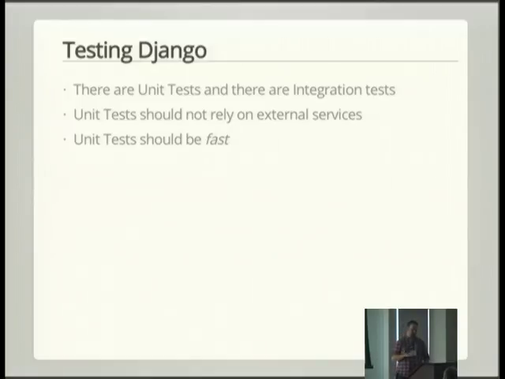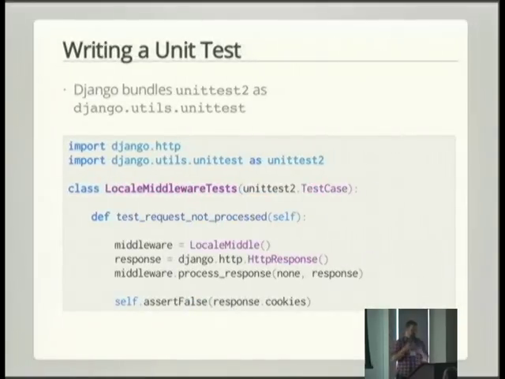So Django 1.4 adds a bunch of functionality for integration tests and for doing sort of behavioral testing where you actually have a more full server up and going. We're not going to talk about that a whole lot, but that is there. A unit test, I'm going to show you a really simple unit test here.